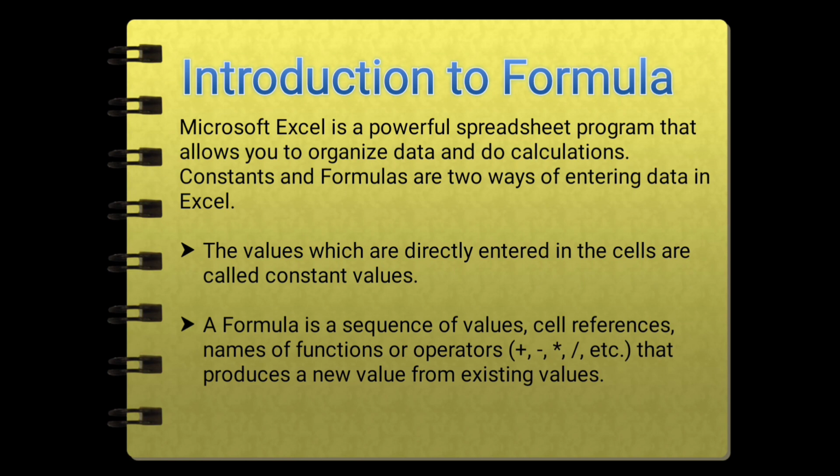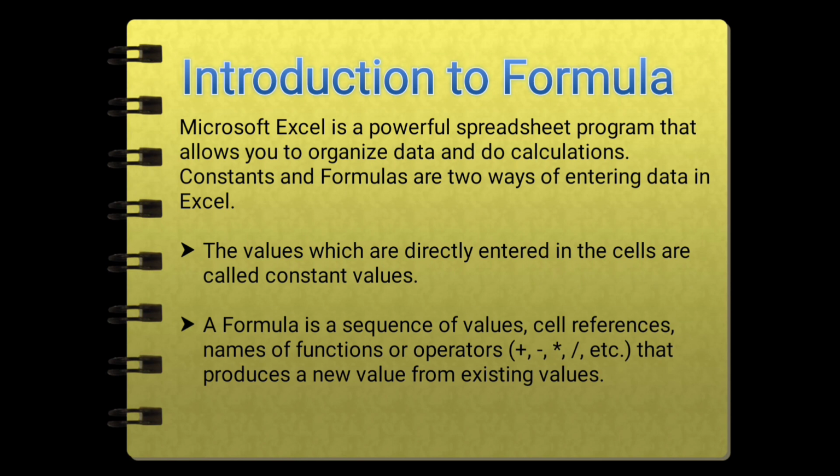Microsoft Excel is a powerful spreadsheet program that allows you to organize data and do calculations. Constant and formulas are two ways of entering data in Excel. Okay, so constant and formula are the two ways by which we enter data in Excel. The values which are directly entered in the cells are called constant values. Okay, like numbers, names, dates, currency, etc. are examples of constant values.